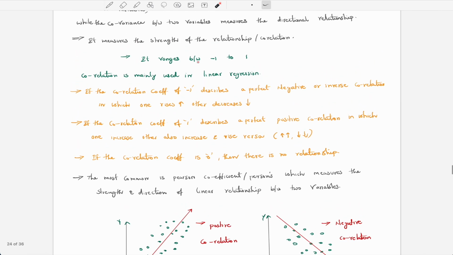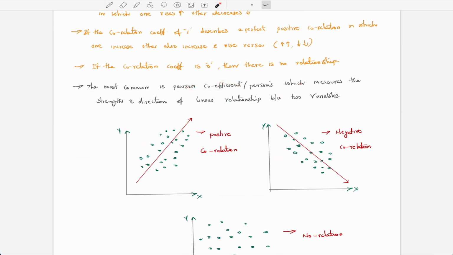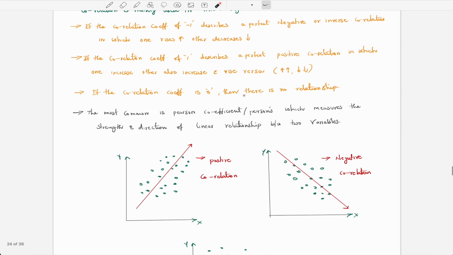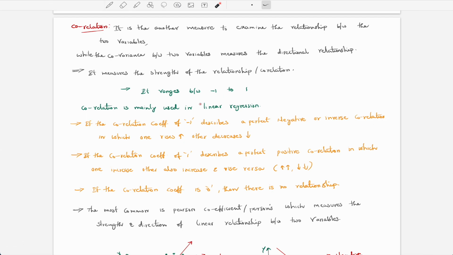If the correlation coefficient is minus 1, it describes a perfect negative or inverse correlation, in which one rises and the other decreases. If the correlation coefficient is 1, it describes a perfect positive correlation, in which if one increases, the other also increases, and if one decreases, the other also decreases. If the correlation coefficient is 0, then there is no relationship at all. The most common is Pearson's coefficient, which measures the strength and direction of the relationship between the two variables. It's really difficult to understand what a positive relationship and a negative relationship are, right?